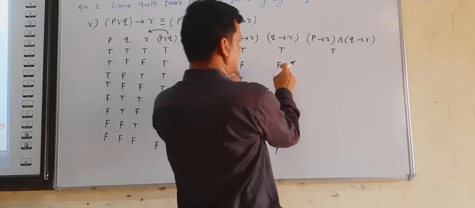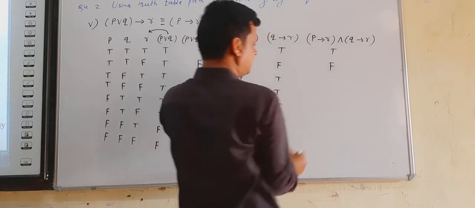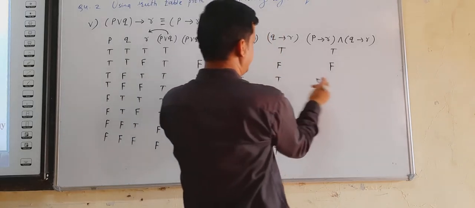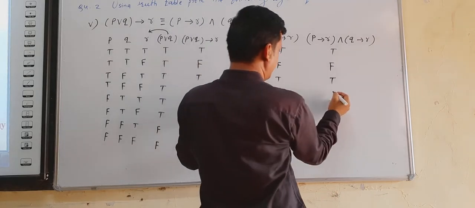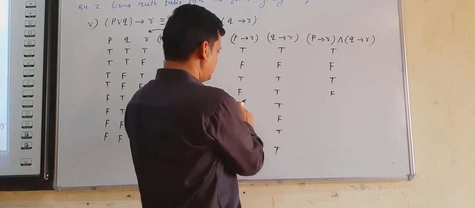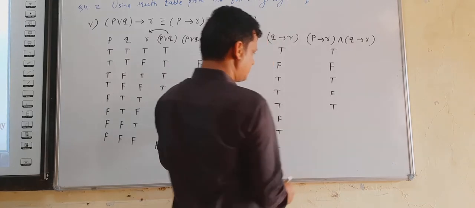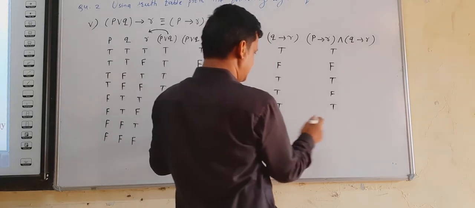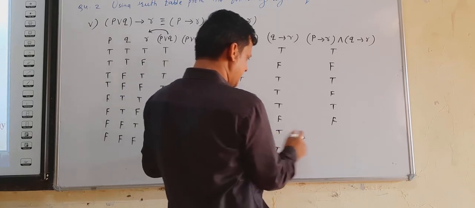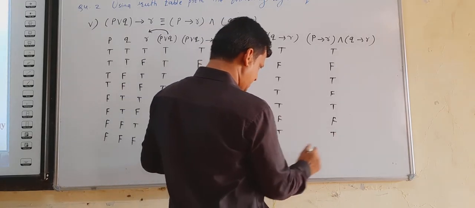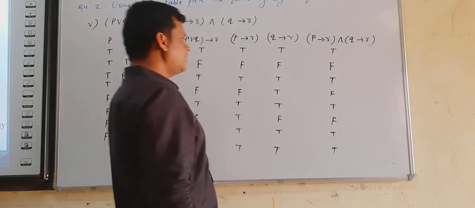Both the statements are not true, therefore its truth value is F. Both the statements are true, it is true. Both the statements are not true, therefore F. Both are true, therefore T. Both are not true, therefore F. Both the statements are true, therefore its truth value is T.